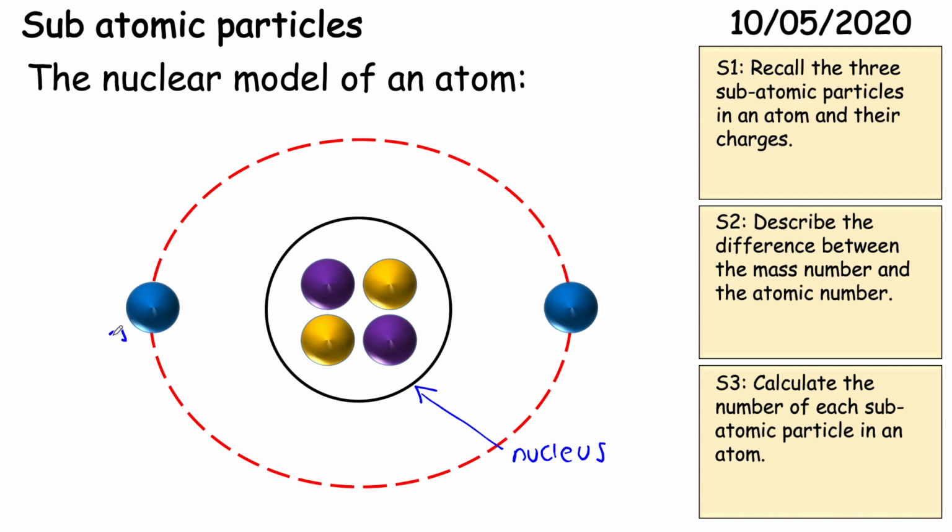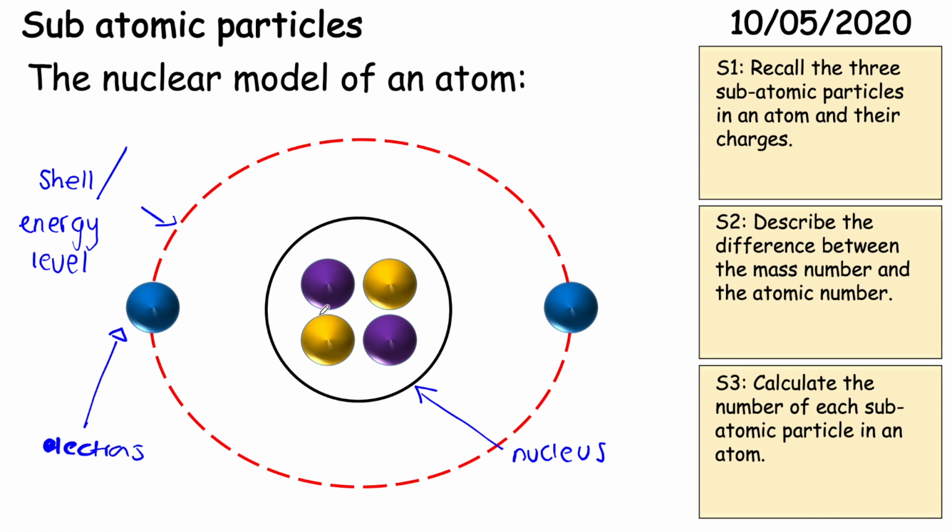The particles that go around the outside are electrons. And they are in something called a shell. You might also find this called an energy level. And this is what was discovered by Niels Bohr, if you remember back to last lesson.